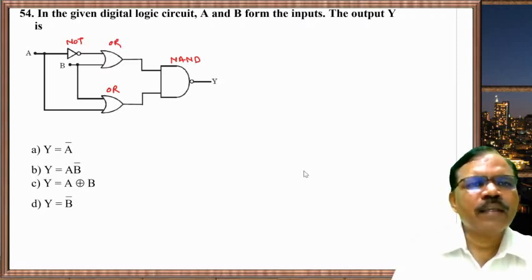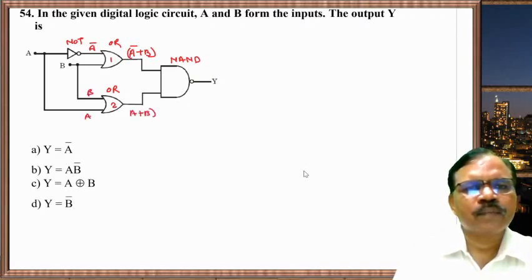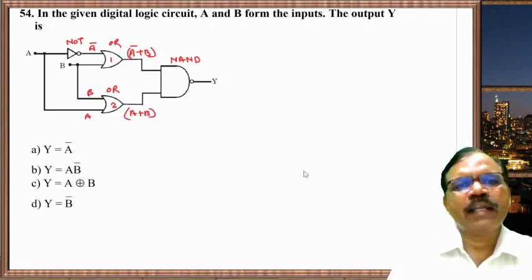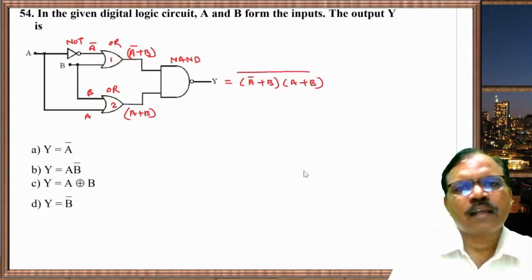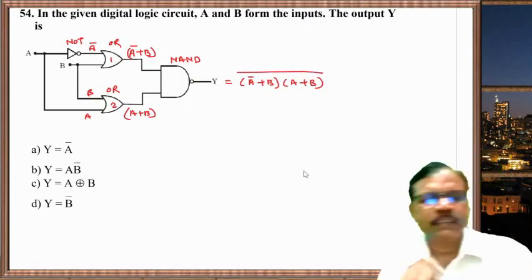Now A becomes A bar. Now for AB, this is the first gate and this is the second gate. So here we get A bar plus B, and here we get A, we get B, so A plus B. If we have an AND gate, then the output is (A bar plus B) into (A plus B), and then its complement. This is the output.